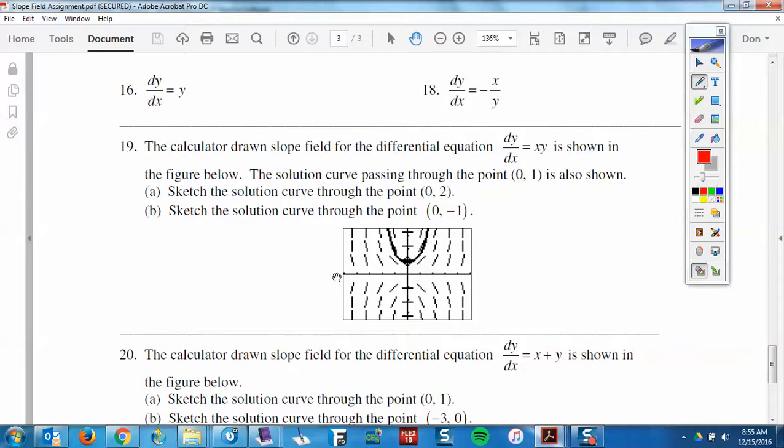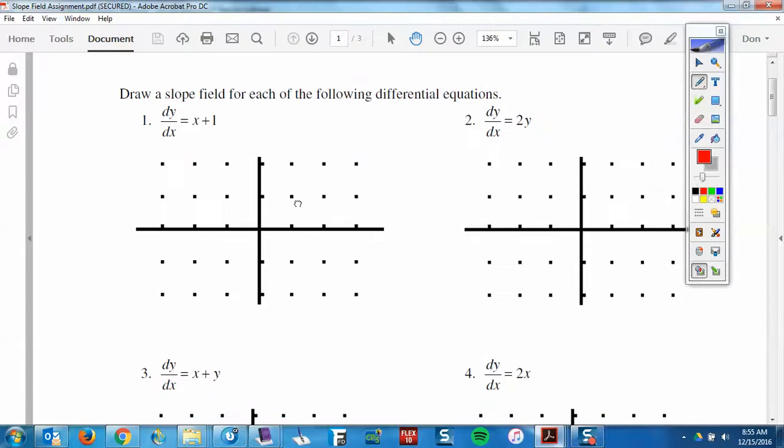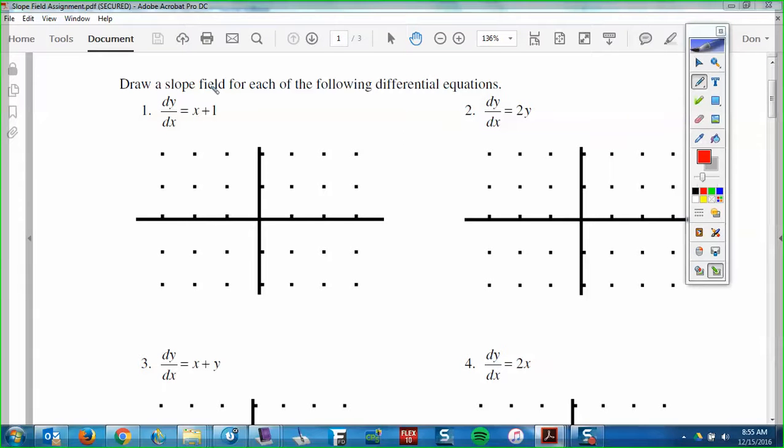And then there's a couple here where they give you the slope field and they just want you to sketch the curve in there. So that's not going to take you very long. So the front page is going to take you the longest. So if we look at number 1, for example, let's just do number 1 together. Okay? Because we did one of these together yesterday, but now we got one more.